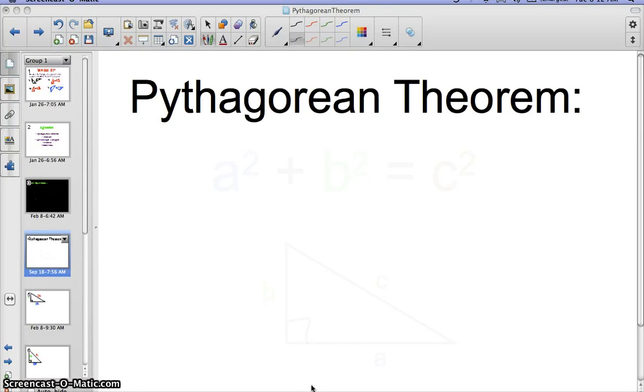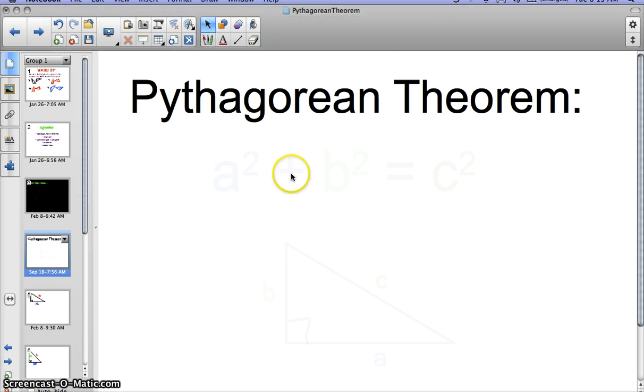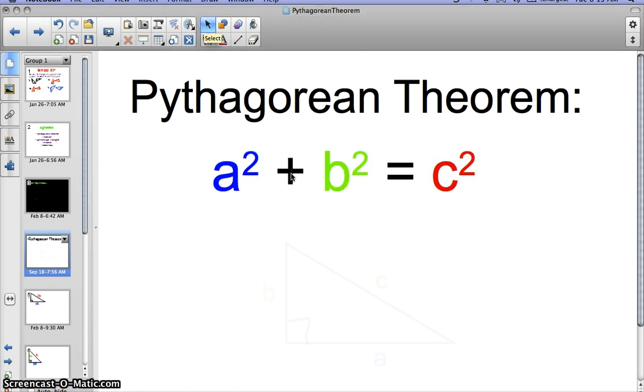We're looking at the Pythagorean Theorem today, obviously, because that's the title. We just want to start off by asking, what is the Pythagorean Theorem? Most people know it to be a squared plus b squared equals c squared. Most people have heard of it, but not necessarily used it.